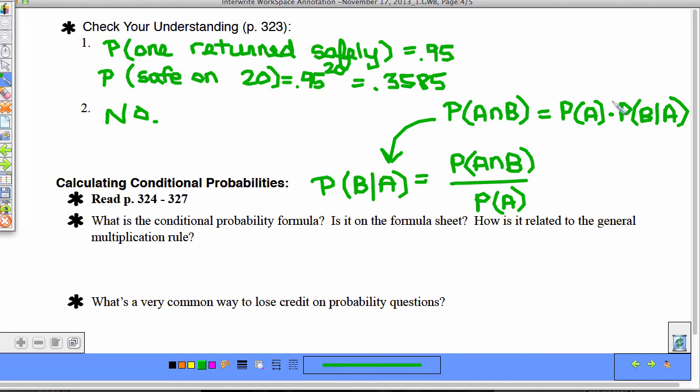A very common way of losing credit is not showing work. You must show all of your work.